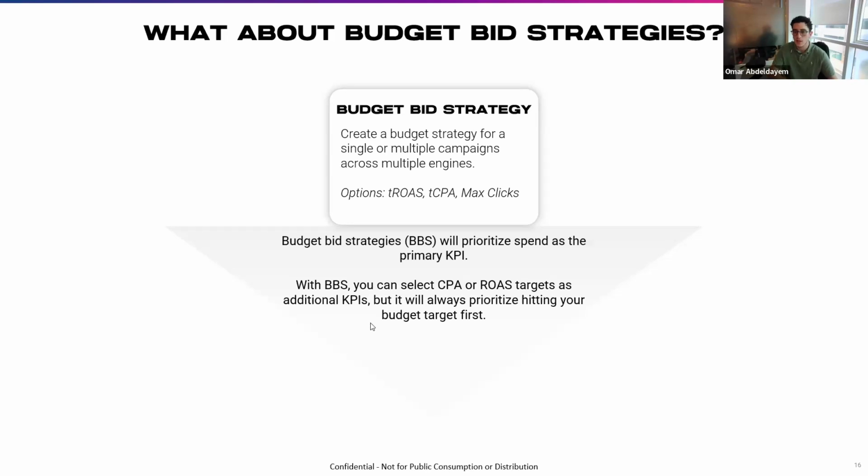Now, one thing about budget bid strategy that differentiates them from the previous ones that we mentioned, they will prioritize spend as your primary KPI. Now, the previous bid strategies we highlighted, they will prioritize the KPI that we set in place according to the actual bid strategy. So target ROAS will focus on your ROAS first and foremost, while kind of spending your daily budget on the side. However, here it's the other way around.